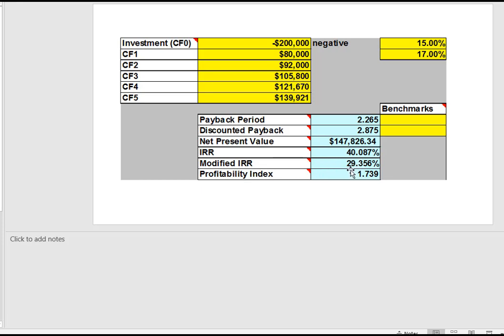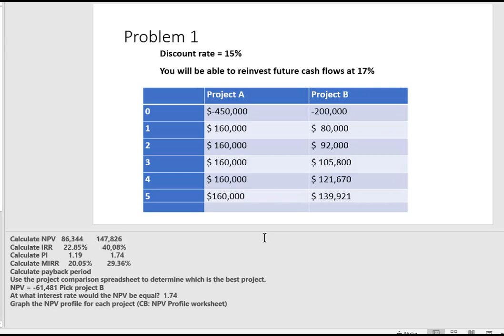Modified internal rate of return is 29%. That's greater than the reinvestment rate of 17%, so that's good. So in general, project B is a good project. Again, looking back, here are the numbers from which we can make these different kinds of analysis.